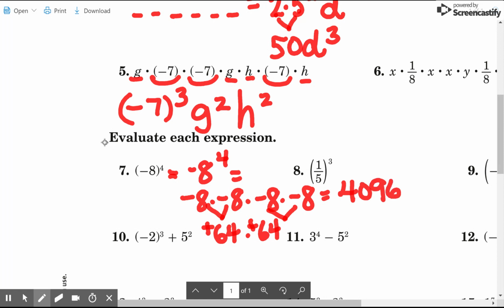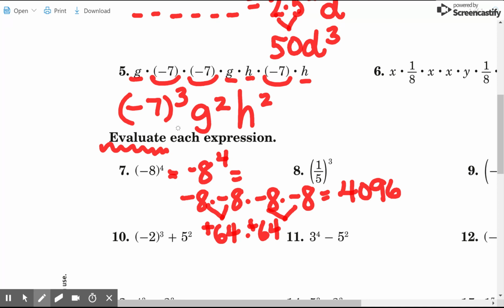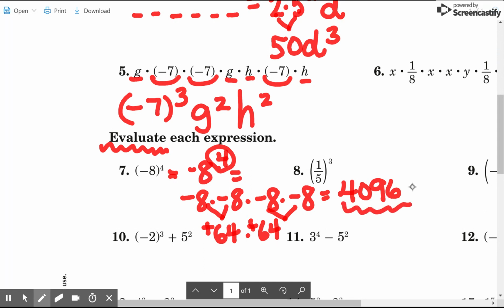Now, when it says evaluate, we want to know the whole number or fraction or even decimal, but we want to have it in the evaluation mode, not an exponent. So our answer should not have an exponent.